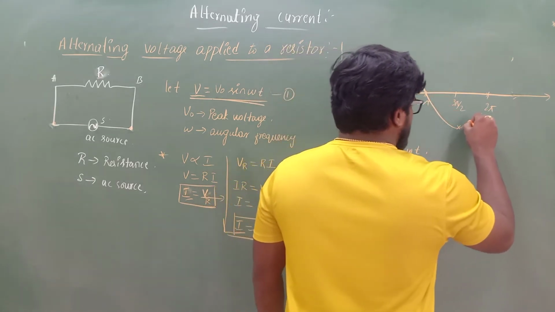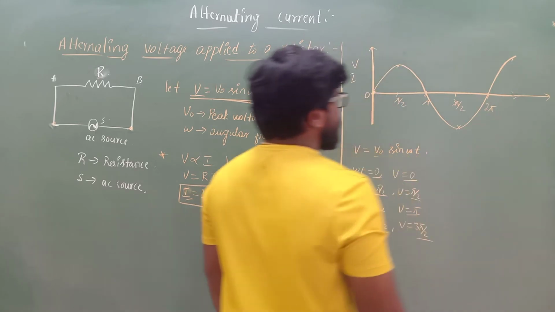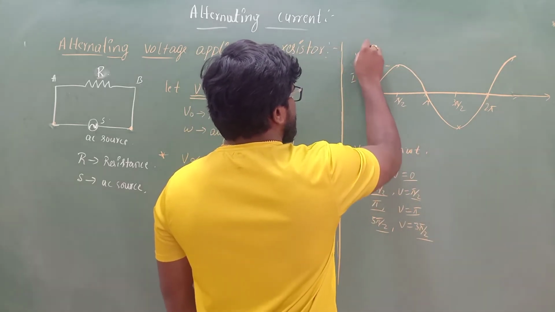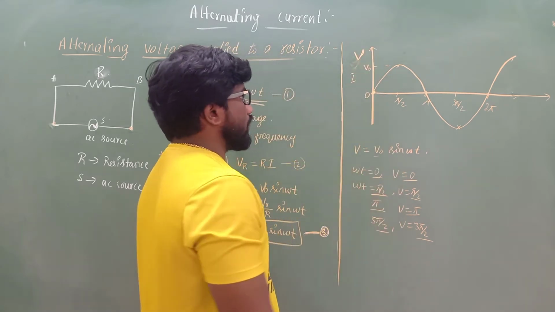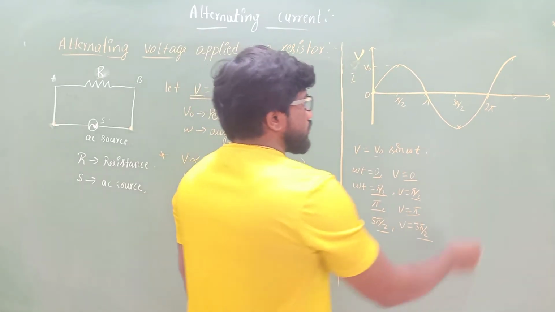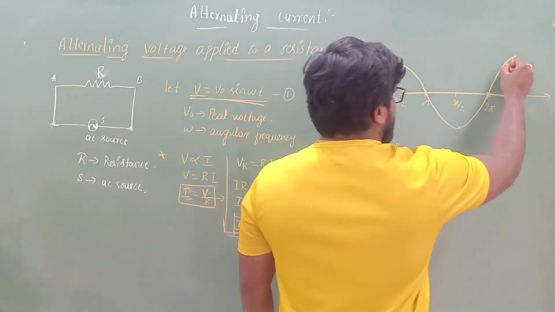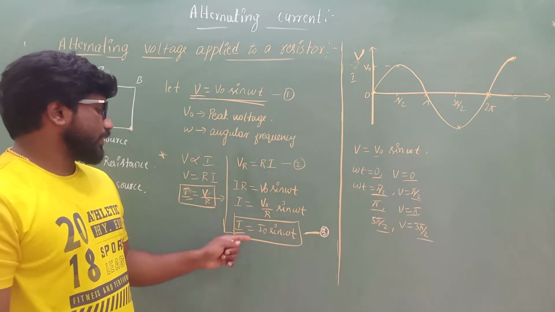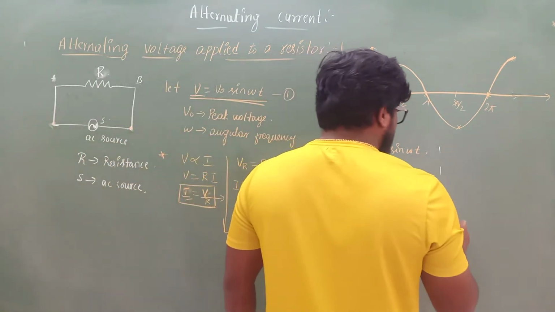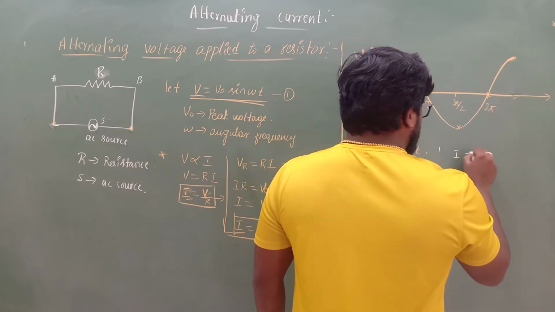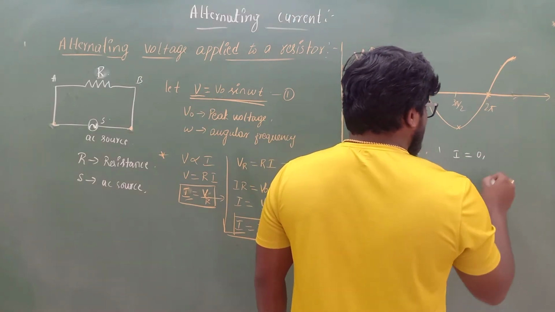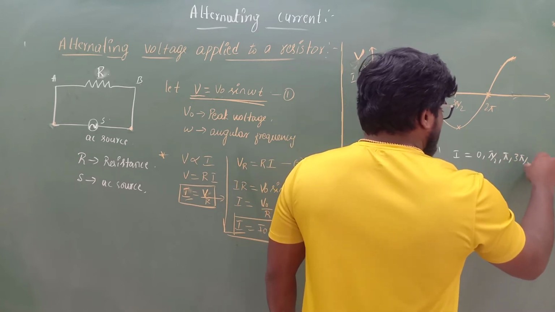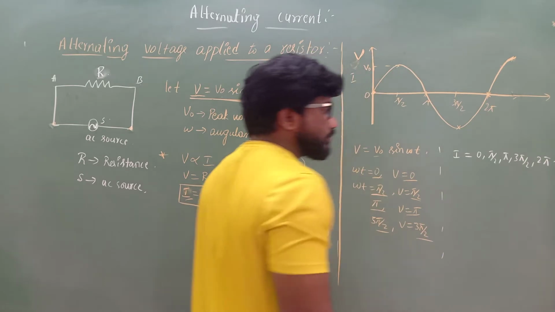Why did you take it like this, sir? Because it is a sinusoidal function. Here, this will be the maximum value of V, which I can take as V naught. This is for voltage. If I take the value of current here, similarly for current also, the same graph you will get. I will be, initially 0, pi by 2, pi, 3 pi by 2 and 2 pi and so on.